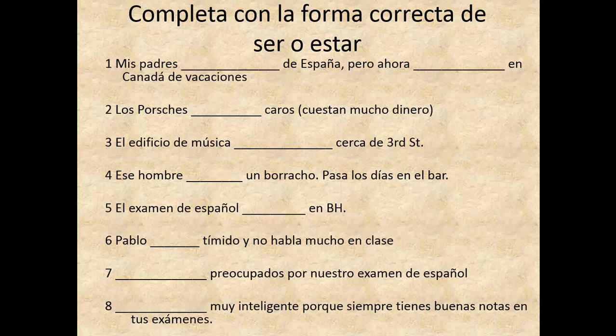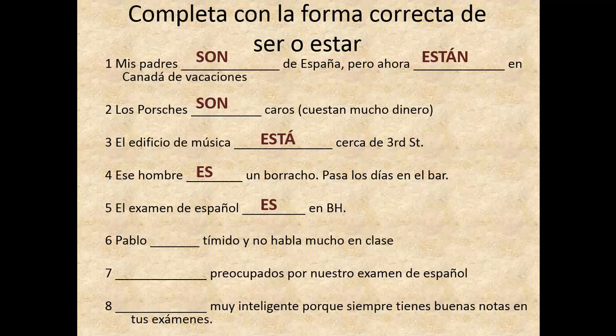Okay, let's do it one more time. Like I said, I'm going to give you the answers. However, you need to tell me what part of the acronym, lace or notice, it's representing. Mis padres son de España, pero ahora están en Canadá de vacaciones. Los Porsches son muy caros. Estos cuestan mucho dinero. El edificio de música está cerca de tercera calle. Ese hombre es un borracho. Pasa todos los días en el bar.